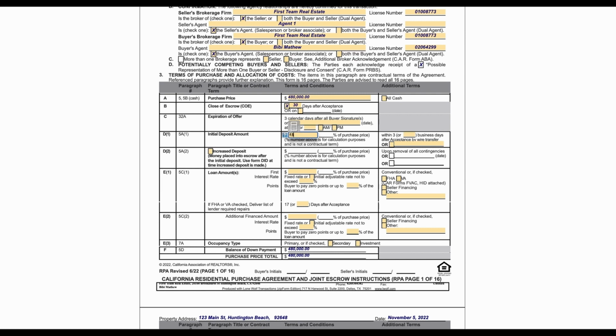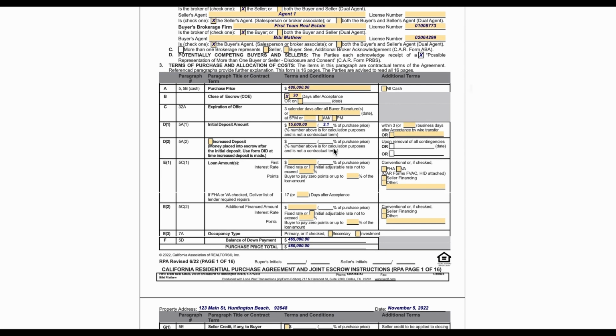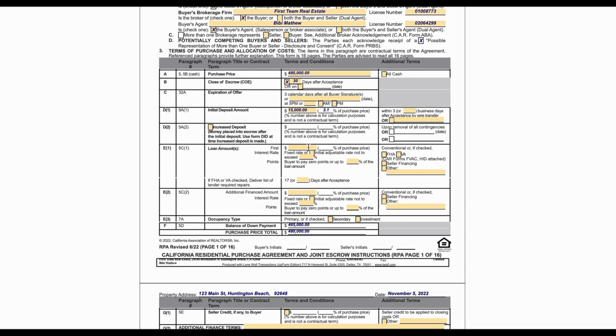Initial deposit is the money you will put down to show the seller you're serious about closing on this home. It's similar to a holding deposit. It generally ranges from 2 to 3%. This has to be wired into the escrow within 3 days after your offer is accepted.